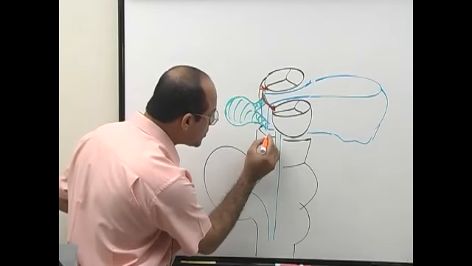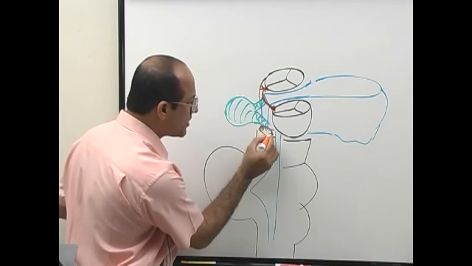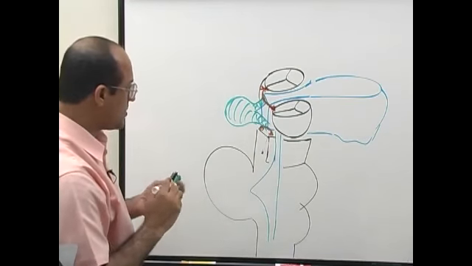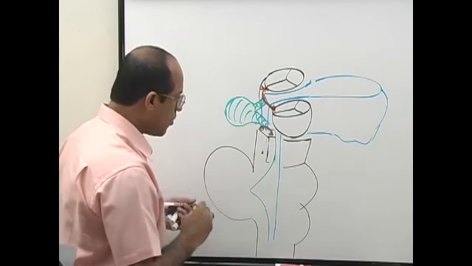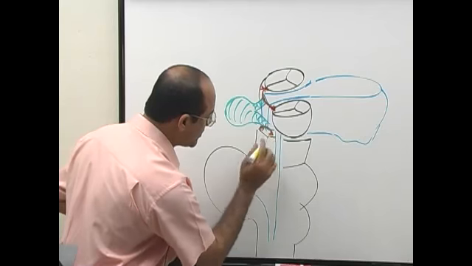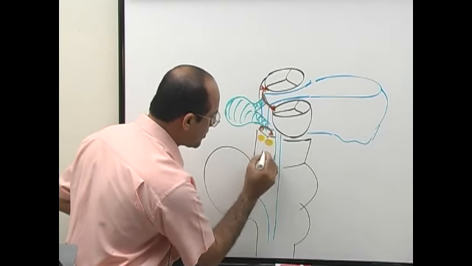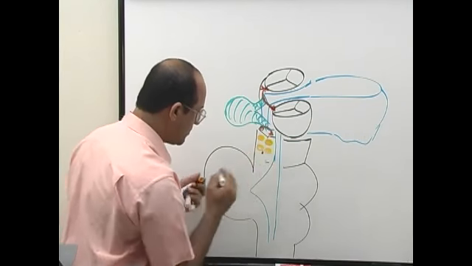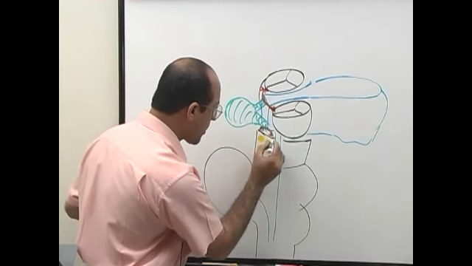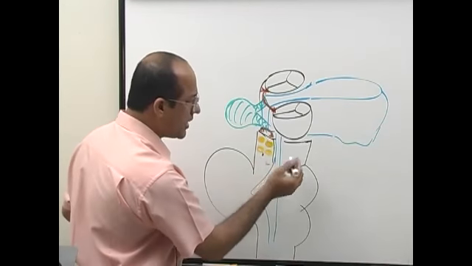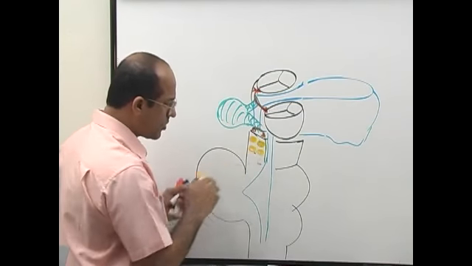What are these two nuclei? Pretectal. And what is this commissure? Posterior commissure. Very good. I'm really now getting proud of you. And what are these swellings? Superior colliculi and inferior colliculi. Right? Superior colliculi and yes, inferior colliculi.